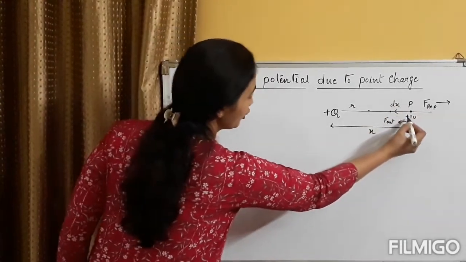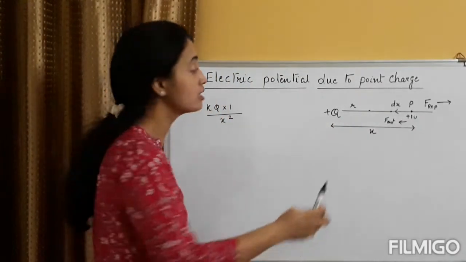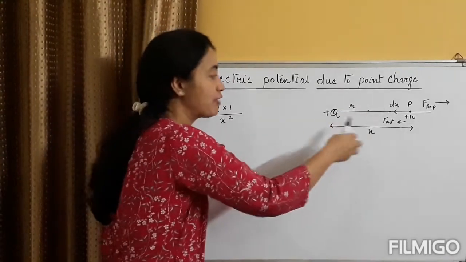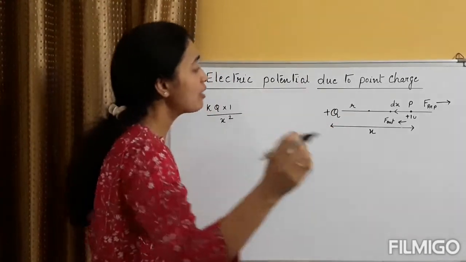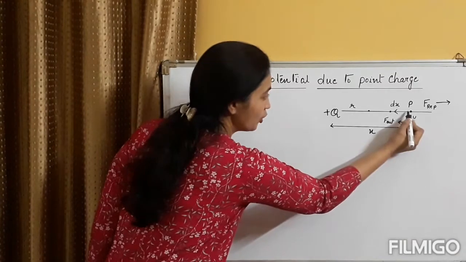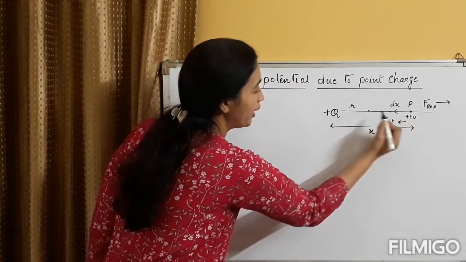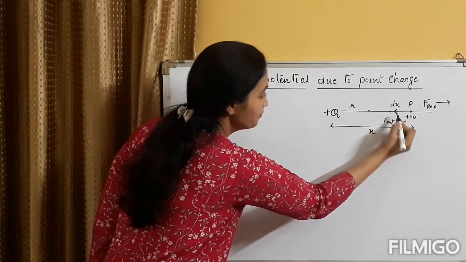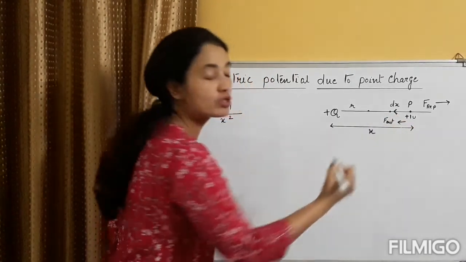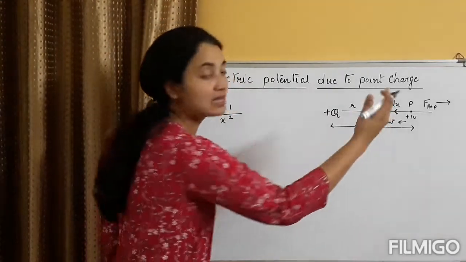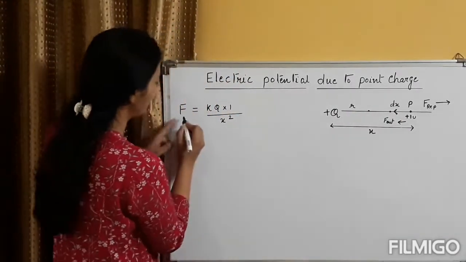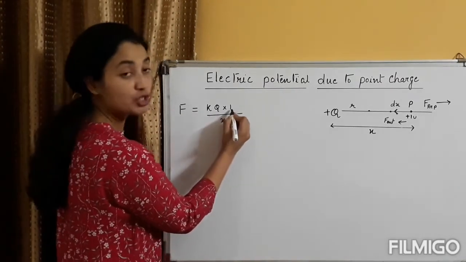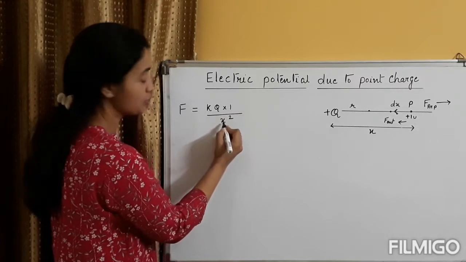And this plus 1 unit of charge will obviously experience a force of repulsion, and it will be directed radially away from the source charge. If I want to bring this plus 1 unit of charge close to the point Q and I want to move it through a small distance dx, then I have to apply some external force F external against F repulsion. And what will be the value of F external? KQ, this is the first charge, this is the charge which is experiencing the force, upon the distance between them.